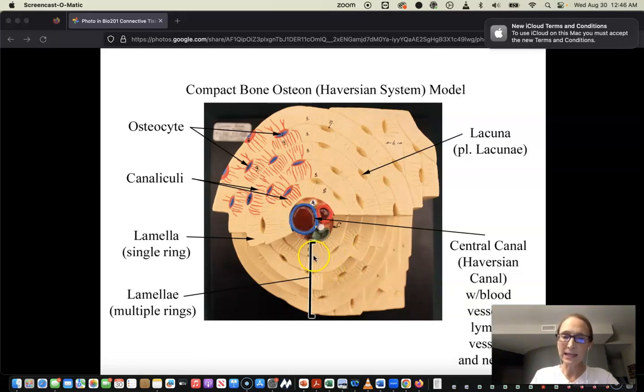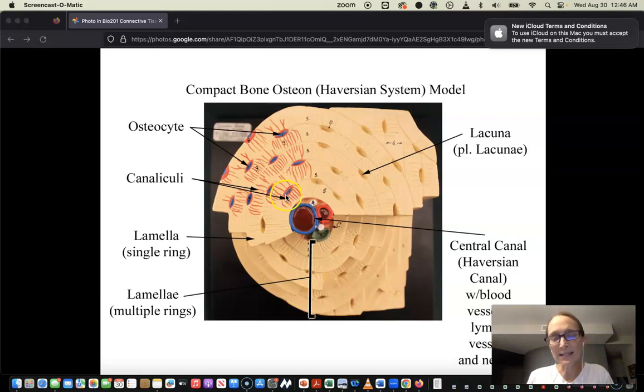And then these concentric rings of matrix that are surrounding that central canal are called the lamella. Lamella is singular, so this one ring of matrix right here is called the lamella. And all of the rings of matrix, meaning multiple rings of matrix, this one here, and this one here, and so on, are called lamellae. It's just the plural, so don't let that confuse you too much. One ring of matrix, lamella; multiple rings of matrix, lamellae. Not too bad so far.